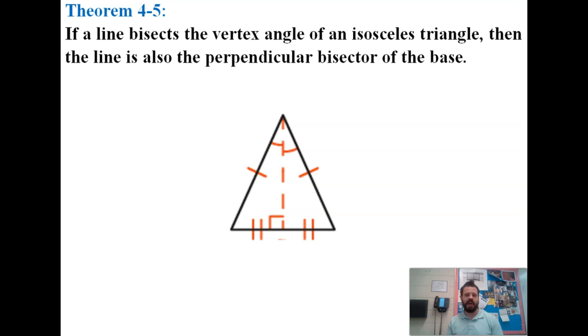And then the last theorem we have for you quick, this is one of those nice to know, not need to know, theorems. It says that if a line bisects the vertex angle of an isosceles triangle, then the line is also the perpendicular bisector of the base. So if we have our legs and our vertex angle between the legs, and a line that bisects it, splits it directly in half, it's also going to be the perpendicular bisector of the base. So it's going to hit at a right angle for perpendicular, and bisect, it's going to split that base into two congruent parts.